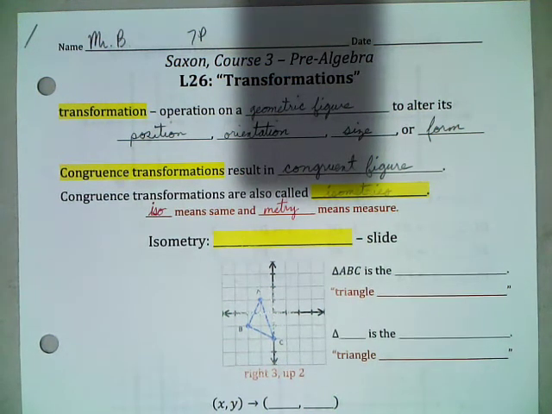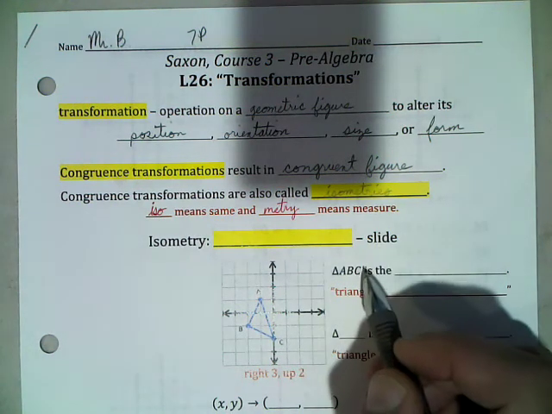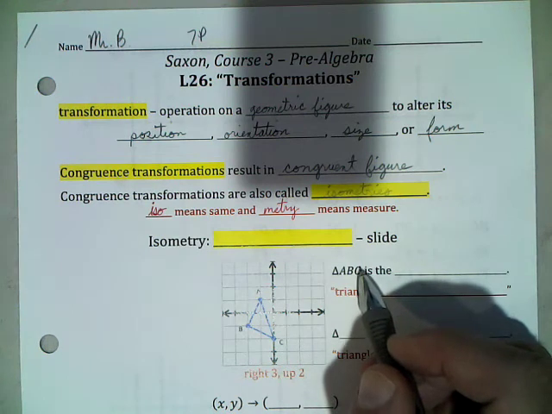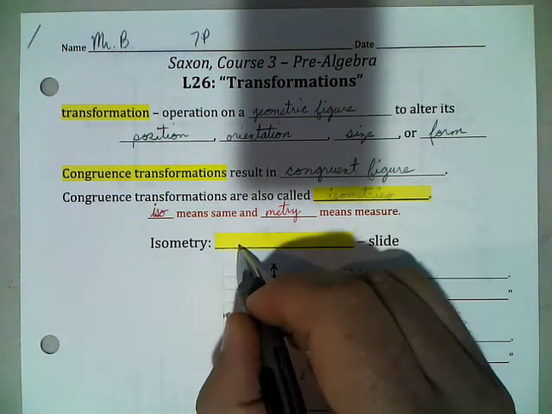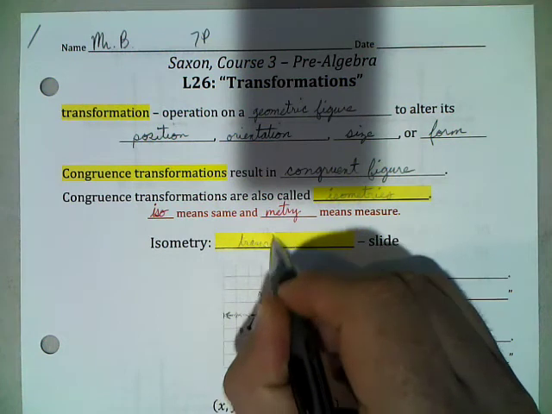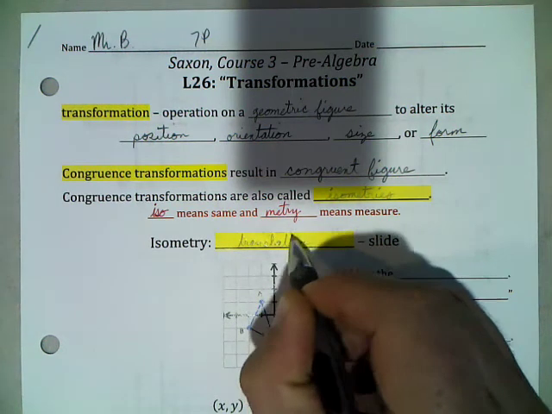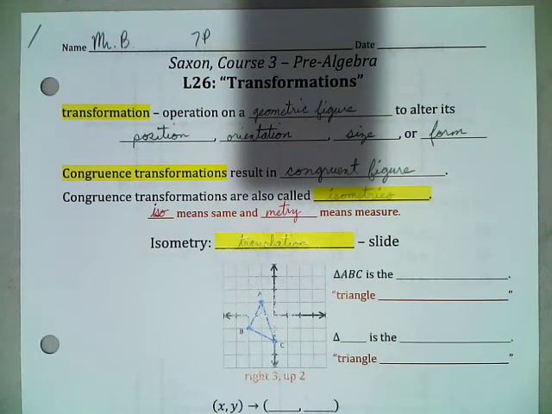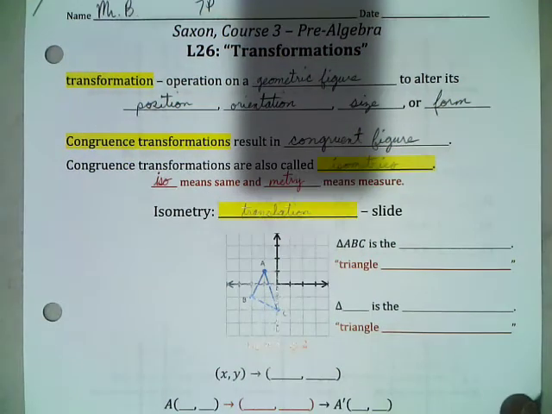There are three isometries. The first isometry is commonly known as a slide. Its actual name, its more technical name, is a translation. And so if you think about translating from one language to another, it's as if you're sliding from one list of vocabulary, one set of rules for grammar, and sliding into another. So a translation is a slide.